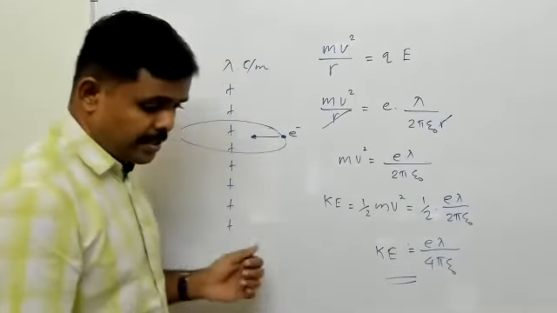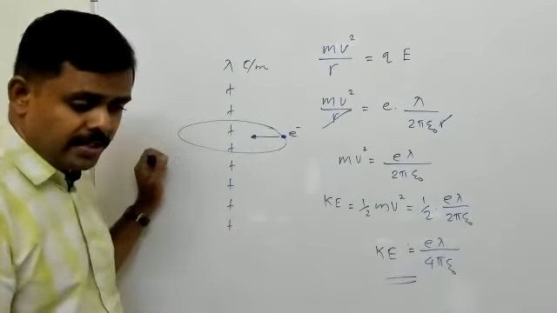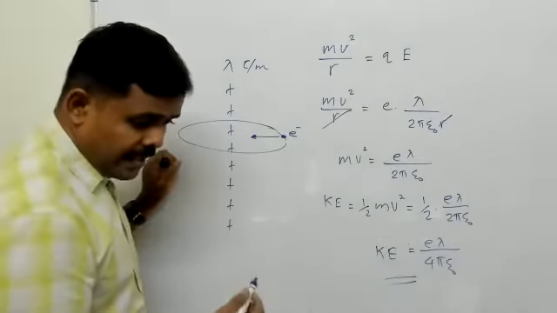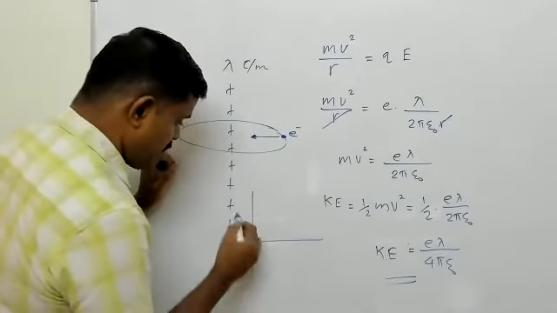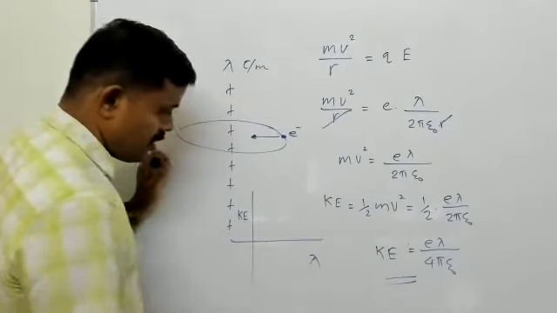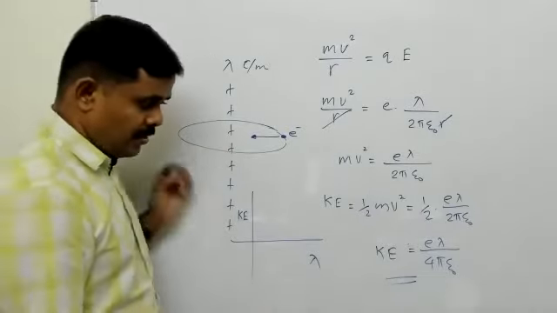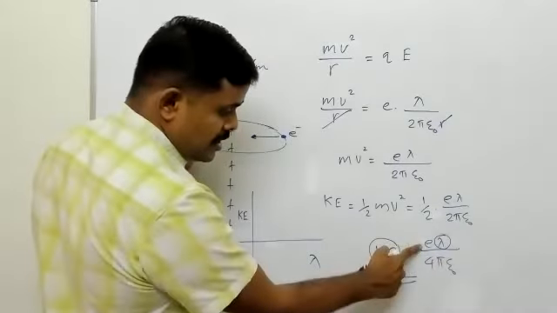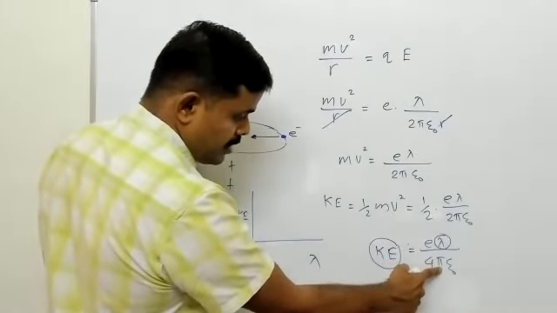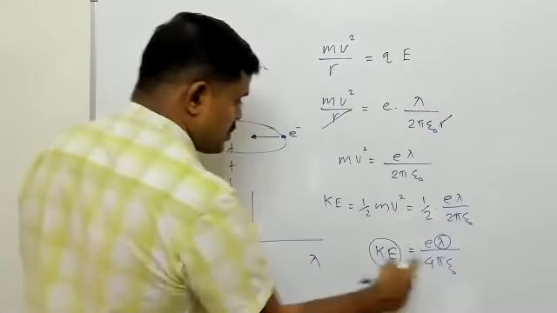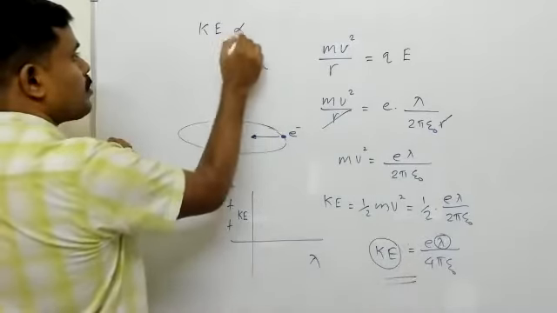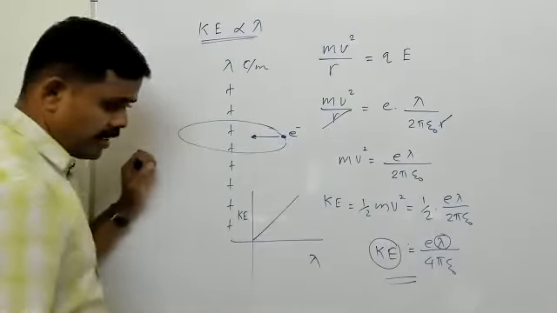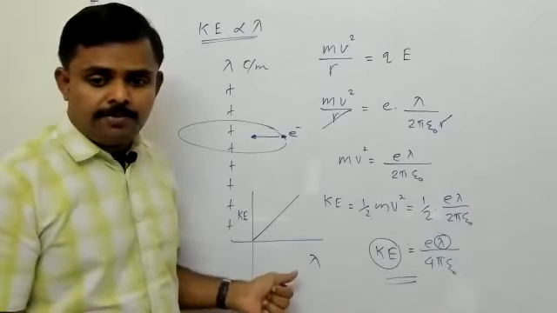There is a second part of this question. Plot a graph of kinetic energy as a function of charge density lambda. What is the proportionality between kinetic energy and lambda? e is a constant, 4 is constant, pi is constant, epsilon 0 is constant. So kinetic energy is proportional to lambda. For direct proportionality, the graph must be a straight line.